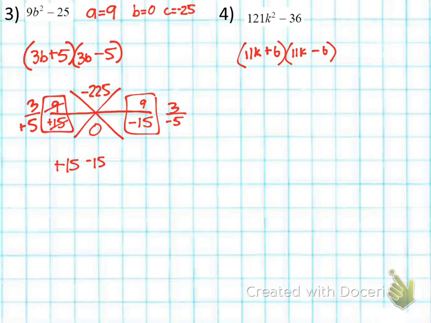Can we do difference of squares on all problems? No. They have to have two things. What's the first thing? A negative sign. And then the second thing? No B. So B should be missing. That's the only time you can use the shortcut.